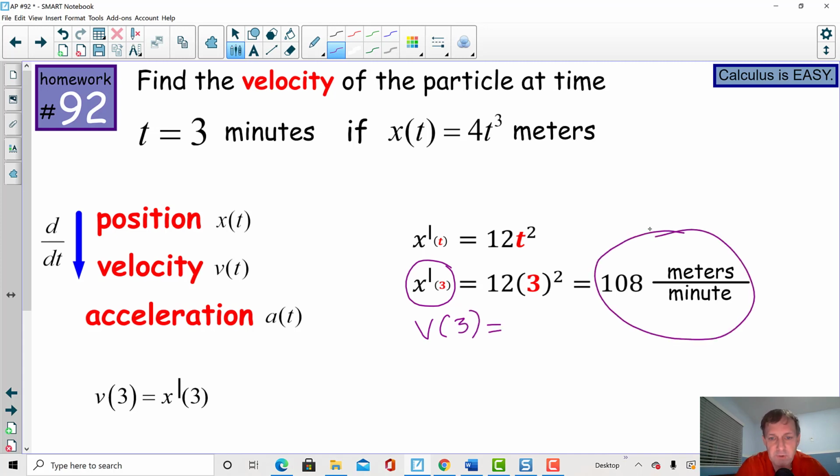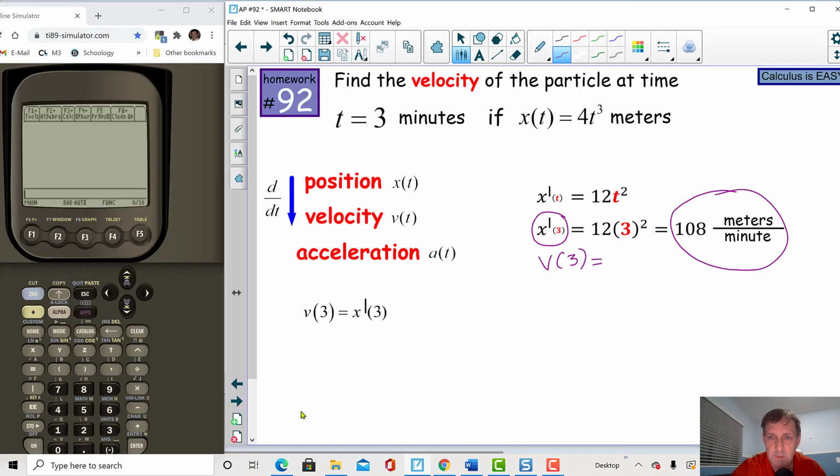Now, how would you plug that in your graphing calculator? On your graphing calculator, you could type this in on y1 of x. But this is a pretty easy function, so I'm just going to type it on the home screen. I want to do the derivative of that function. So the derivative of 4t to the third. And I'm doing the derivative with respect to t, so I'm going to do comma t. And then I want to evaluate it when t is 3. So I'll push the evaluate button, and then t is 3.